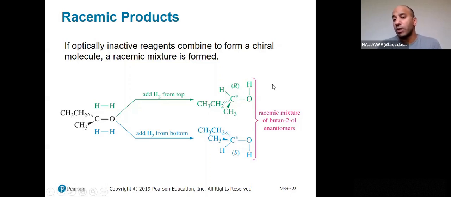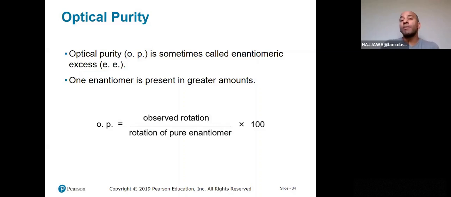And this racemic mixture, once again, the reason why we use the term racemic mixture is because it's 50-50 in terms of percent yield. The moment you see that a mixture of enantiomers is not 50-50, one of them is more than the other, that means I have to calculate something called optical purity. What is optical purity? Or sometimes called enantiomeric excess. So OP or EE. Is there a difference between the two? No, both are exactly the same.